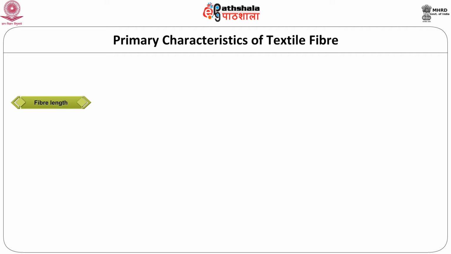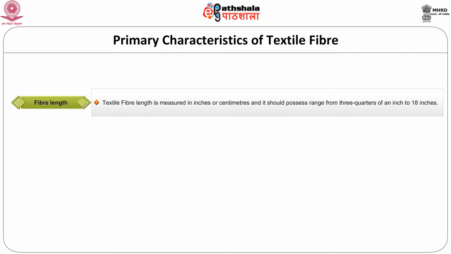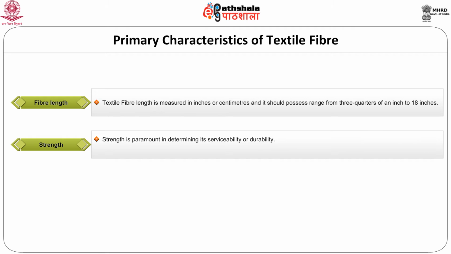Fiber length is one of the most important properties for textile fibers. Textile fiber length is measured in inches or centimeters, and it should range from 3/4 of an inch to 18 inches. Strength is the second most important property of textile fiber. Strength is paramount in determining its serviceability or durability.